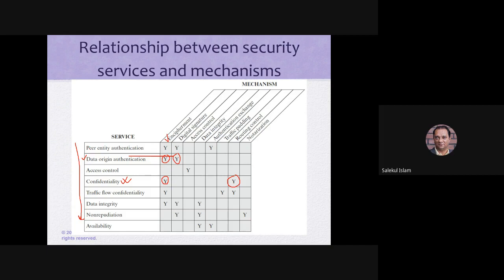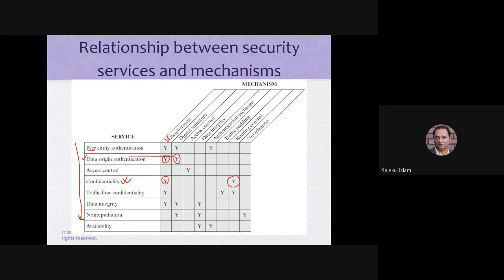Peer entity authentication: first of all, what is a peer? Peer means equal. Say one student is a peer to another student. So Alice and Bob, they are sending messages, so they are peers to one another. If I want to make sure of the identity of that peer, Alice is claiming, okay, I am Alice, but I want to make sure this is really Alice. So I can use encryption or encipherment. I can also use a digital signature, and I can also use some kind of authentication exchange. That is called peer authentication.